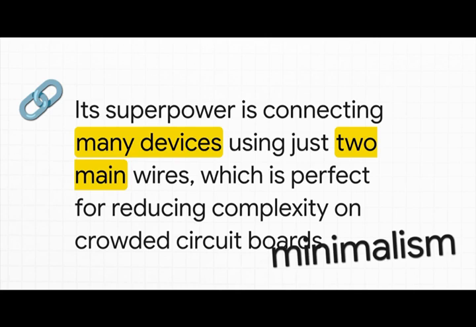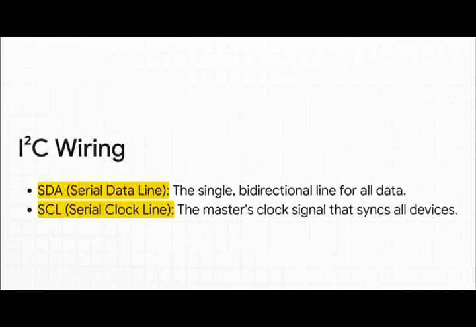This was born from a very real problem. As circuit boards got more and more crowded, engineers needed a way to hook up a ton of components without creating a total rat's nest of wires. So, what are these 2 magical wires?